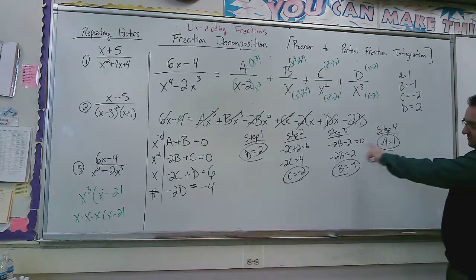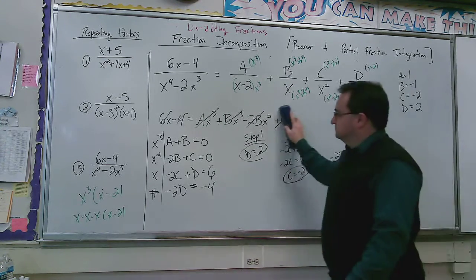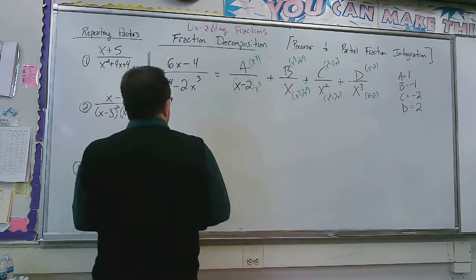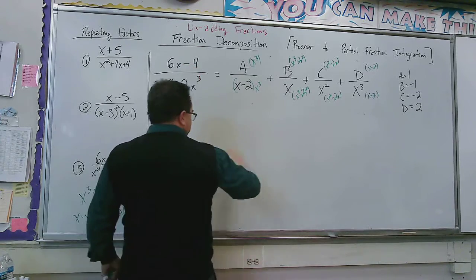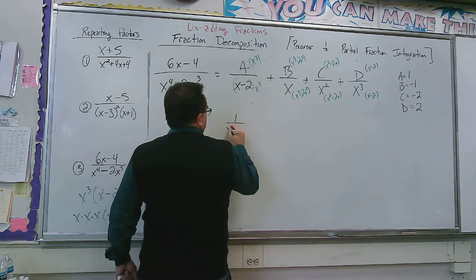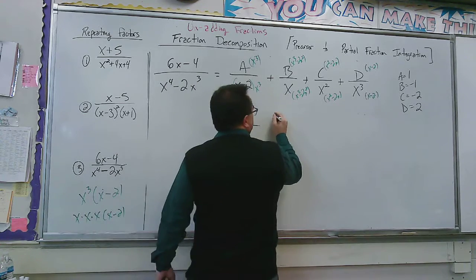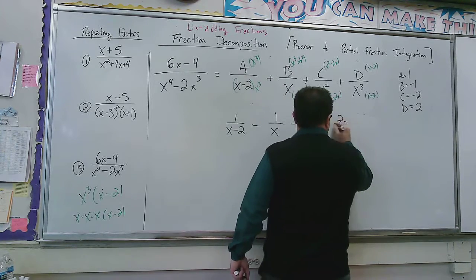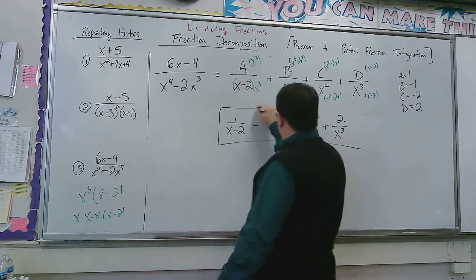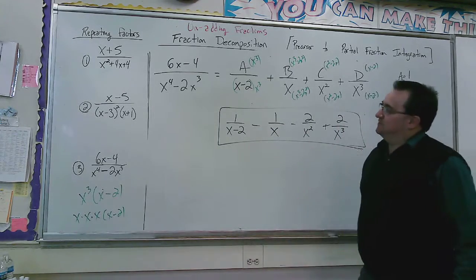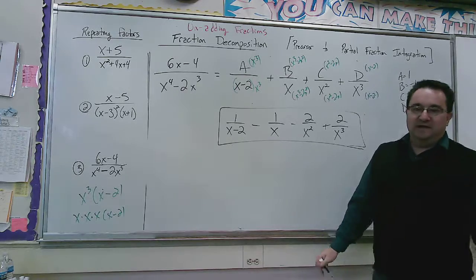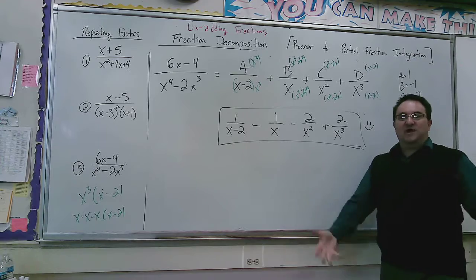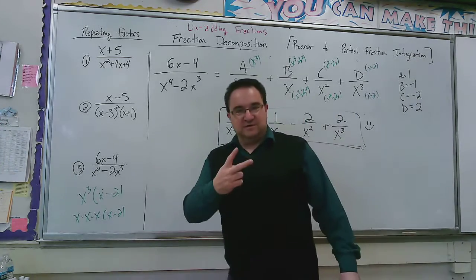I need some space, so I'm going to clear out all this work. And now all I have to do is state my answer. This fraction decomposes into 1 over x minus 2, minus 1 over x, minus 2 over x squared, plus 2 over x cubed. And if we were so inclined, we could actually do that addition and subtraction and end up with that answer and prove it, but we will call it good. All right, next step is for you to practice some of these, and we got 2 more sections left to go.